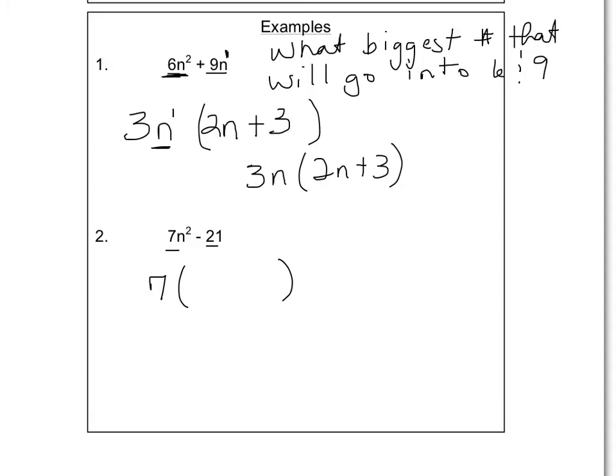Okay, so I'm going to take out the number 7. So again, I'm going to take and divide the numbers. So 7 divided by 7 is 1. I have 2 n's up top. I don't have any n's left, so 2 minus 0 happens to be 2 n's. Okay, so there's 1 n squared. The minus sign comes down. 21 divided by 7 is 3, and there's no variables there. So the actual answer here is 7 times the quantity n squared minus 3.